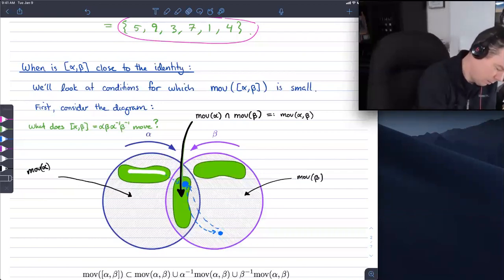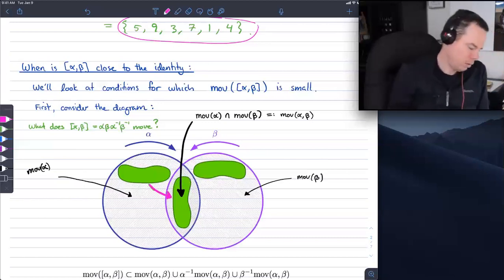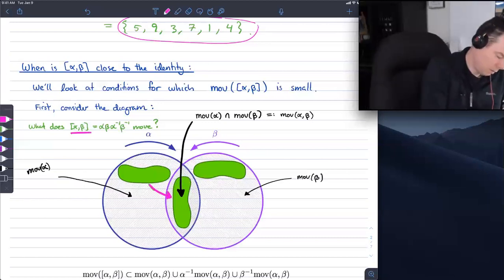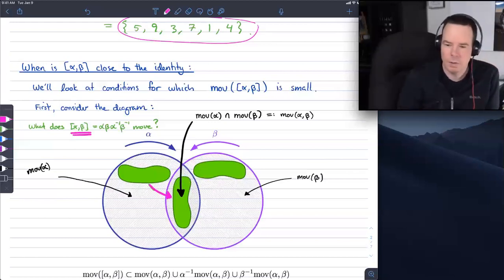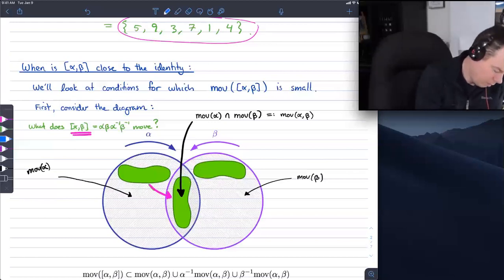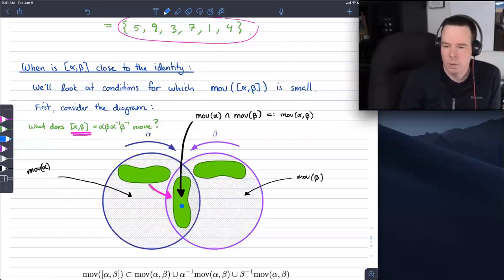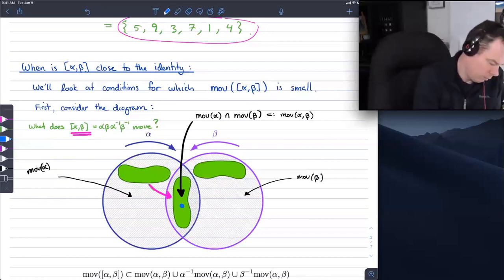So what we have is that this entire green blob, maybe I'll do this in the pink, it moves there under this commutator. So now let's do the same thing with an arbitrary piece in here. Where does a piece in the move alpha intersect move beta go? Well, that's under alpha. So again, we've got to keep our eyes on what we're doing. This is the move we're doing. Under alpha, it moves over here.